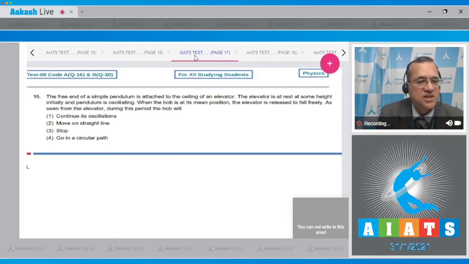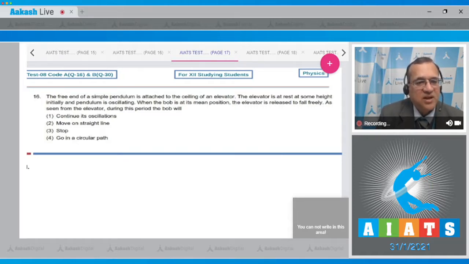Question number 16: the free end of a simple pendulum is attached to the ceiling of an elevator. The elevator is at rest at some height. Initially, the pendulum is oscillating. When the bob is at the mean position, the elevator is released to free fall.